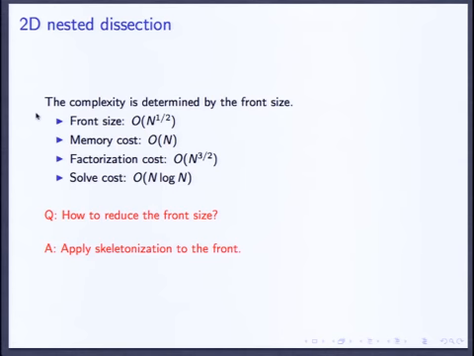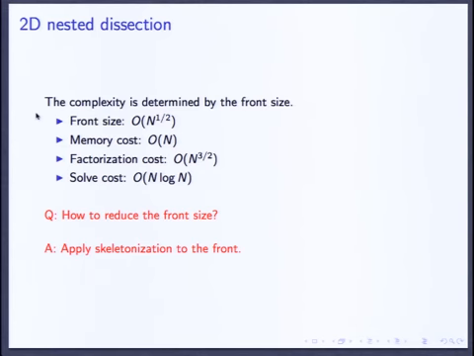It turns out that the complexity of the nested dissection methods is decided by the size of the front. As I said, the front is proportional to the number of degrees of freedom you have in every dimension, so in this case it's the square root of n. And the memory cost of the 2D nested dissection is linear in n. However, the factorization cost, the construction of the whole factorization of the nested dissection, is slightly higher at n to the power 1.5, and the solve cost is n log n. So it's close to linear, but it's not exactly there.